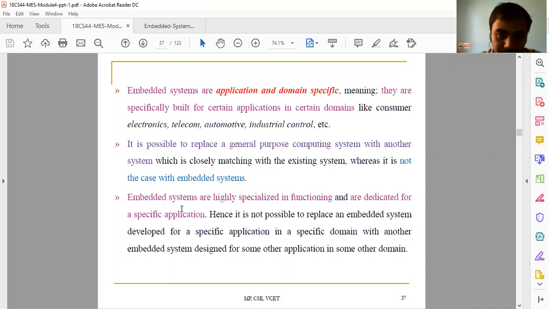For example, I cannot change the processor which is designed for a washing machine. A controller or microcontroller that has been designed for a washing machine, I cannot change with another microcontroller which is designed for some other application. For example, AC. The processor or controller designed for an air conditioner cannot be used for the washing machine, right? So this is the point.